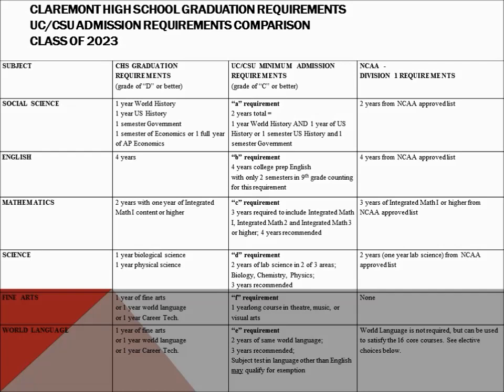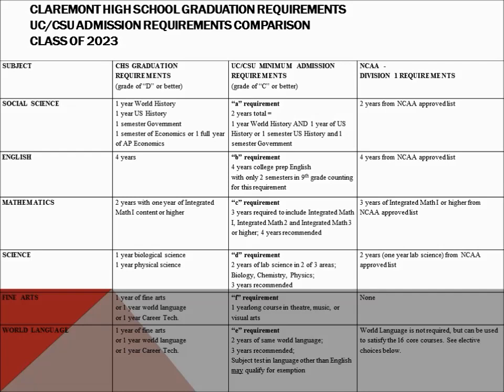In the area of fine arts and world language, you will note that in order to graduate from CHS, you need to have either a year of art or a year of world language or a year of career tech. So that means you can have an art class, a language class, or an ROP class, such as computer game design, stage tech, virtual enterprise. Those are all career tech classes. Any 1 year of those fulfills the graduation requirement.